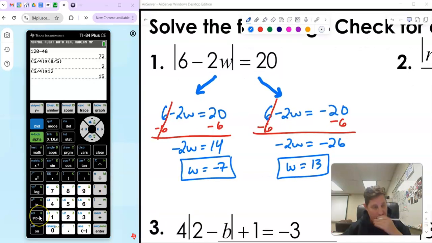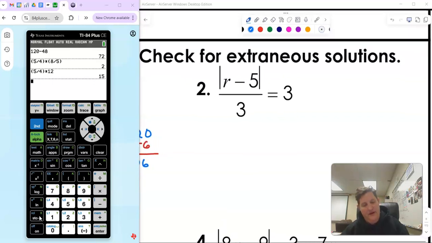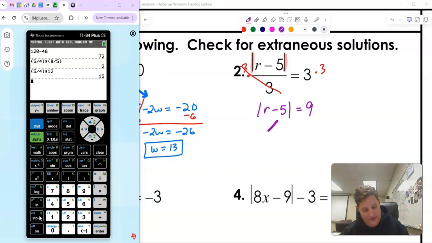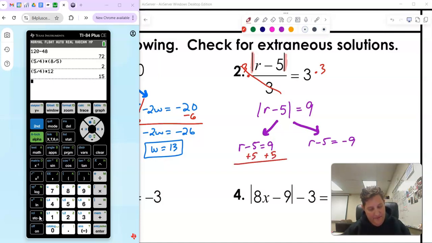Okay. All right, our next one. Now, before we can break it up into two parts, we want to get, remember, these absolute value bars by themselves. Okay, so I'm going to multiply both sides by 3 real quick to get rid of that. So I have the absolute value of r minus 5 equals 9. And then this is where I split this up into two parts. Okay? I go r minus 5 equals 9. And r minus 5 equals negative 9. Okay? When I add 5 over, I get 14.